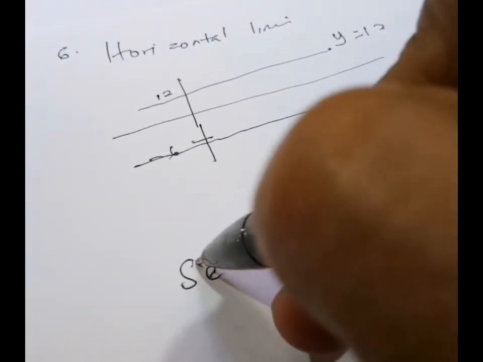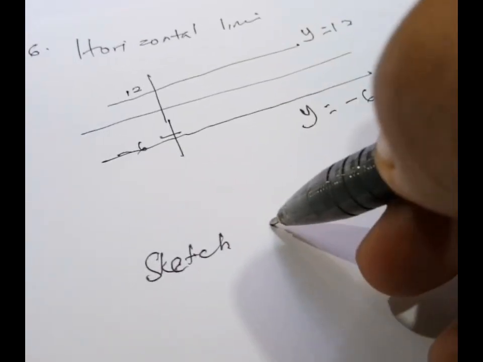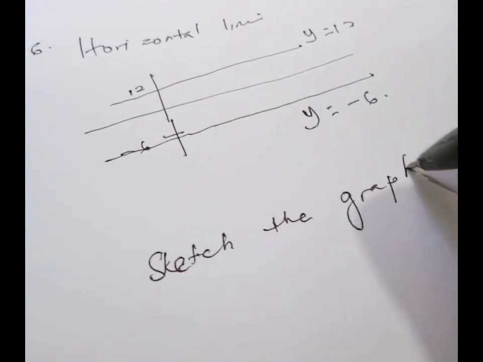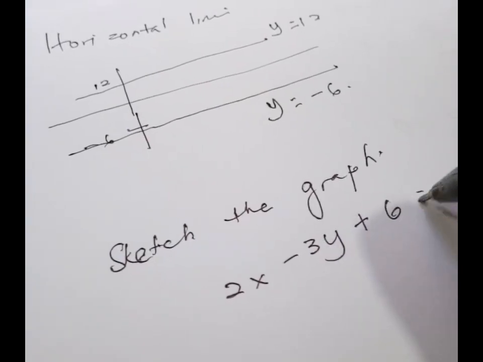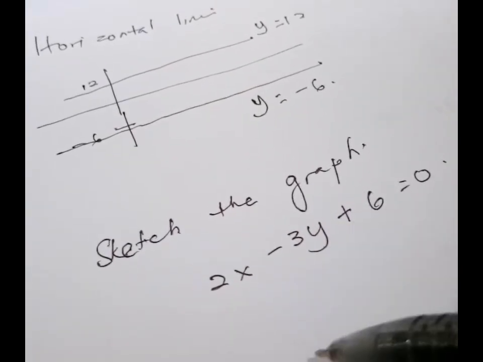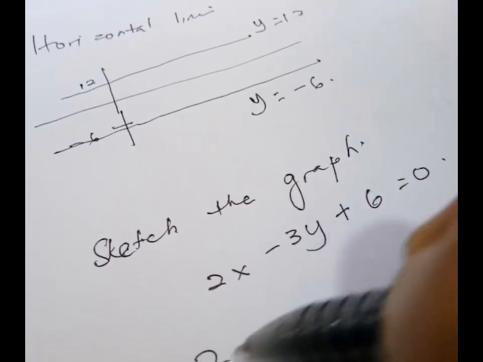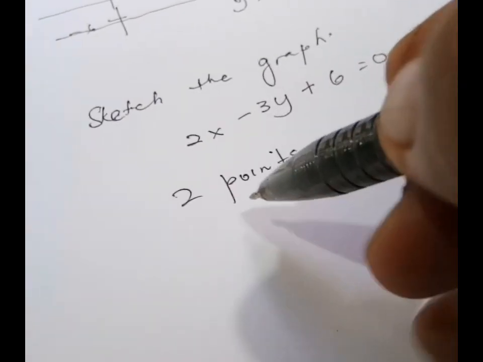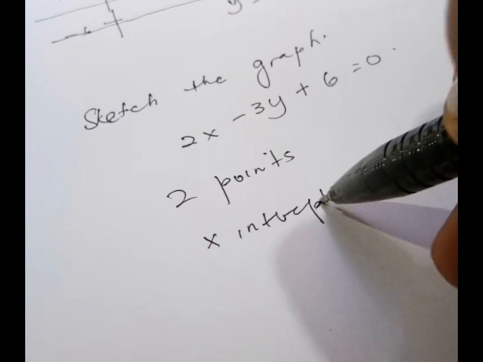Okay, next is how to sketch a linear function. Sketch the graph of a linear function. For example, 2x minus 3y plus 6 equals 0. To sketch the graph of a linear function, we must determine 2 points. 2 points are needed.